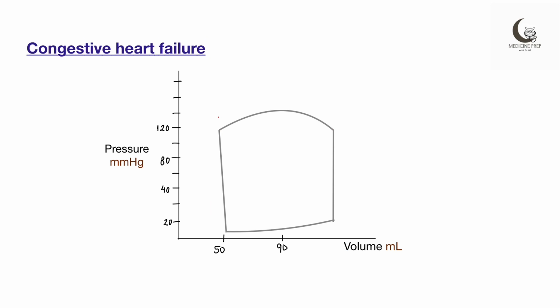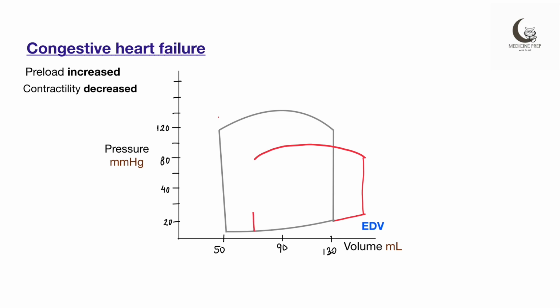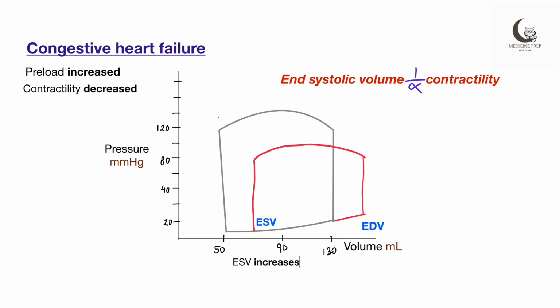Okay, what will happen to the PV loop in heart failure? So we know in heart failure, your preload increases. So your end diastolic volume will increase. Also, the contractility is reduced. And as a result, your end systolic volume will also increase. The whole loop will shift towards the right.